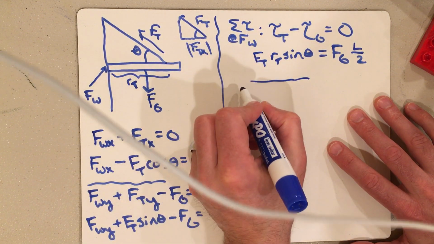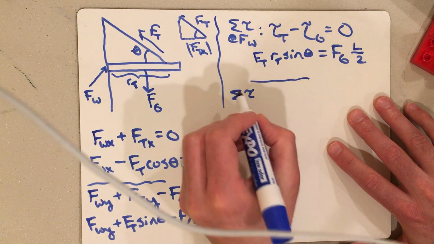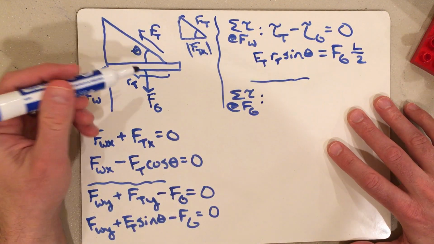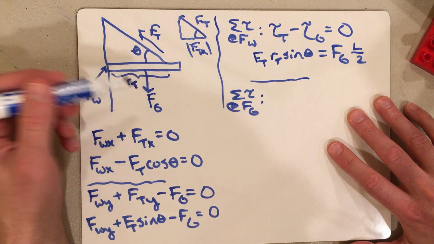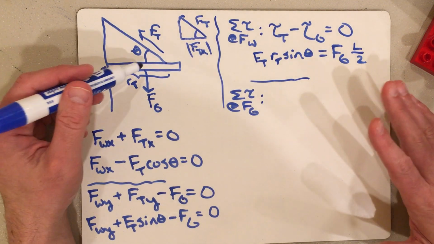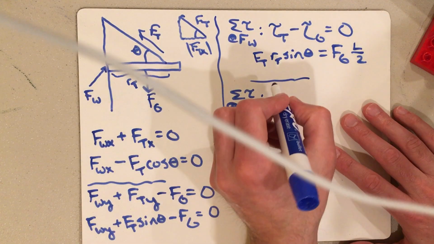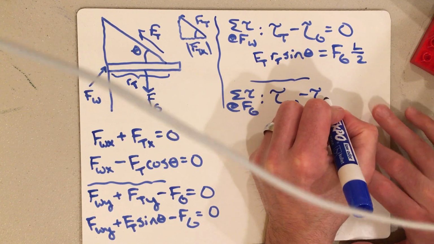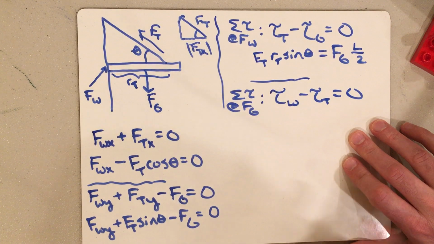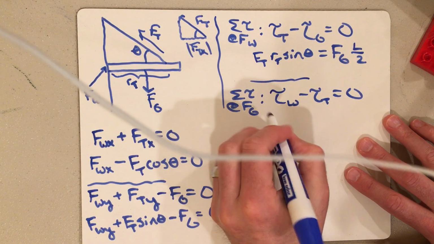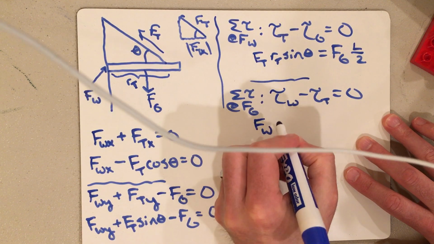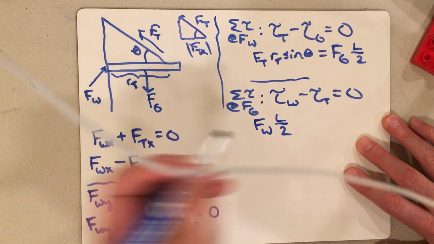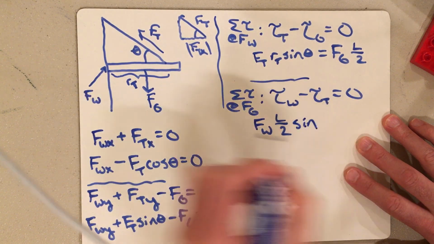All right, let's set up another one. Sum of the torque, let's do at Fg. I'm just going to move down the line here. If this is my rotational axis, now Fg is not going to create a torque because, again, its lever would be 0. It's acting right at the rotational axis. So only Fw and Ft are creating torques. So I've got the torque due to the wall force minus the torque due to tension, has to equal 0. The wall force is Fw. Now it's acting L over 2 away from the rotational axis. And I've got to have the sine of some angle.